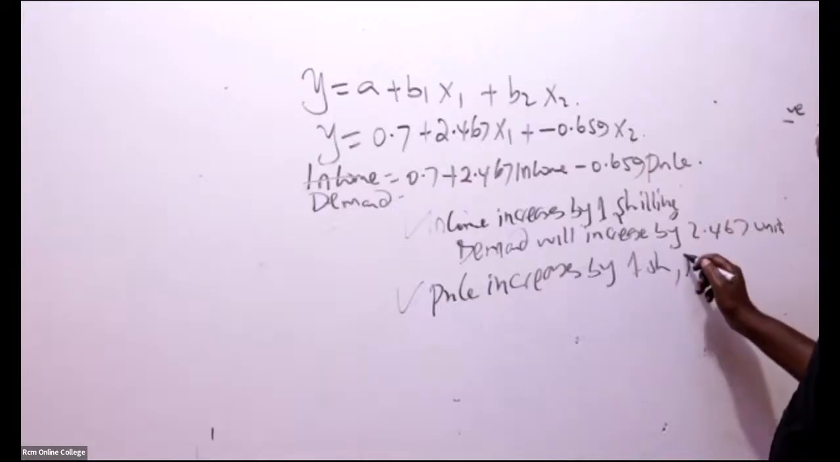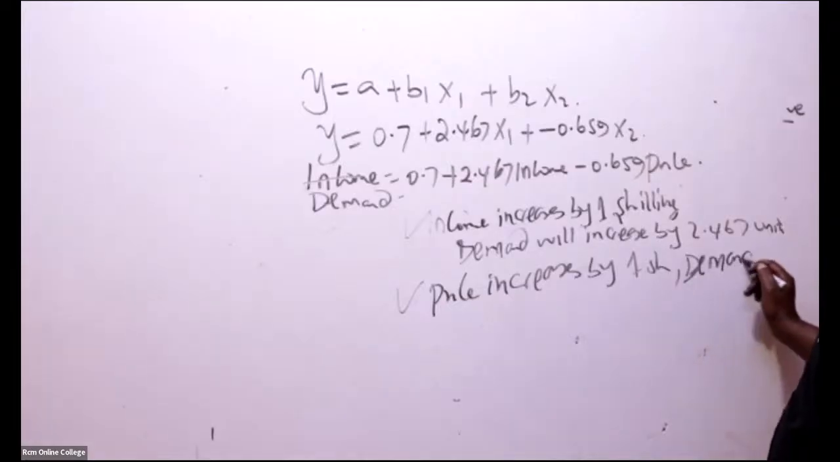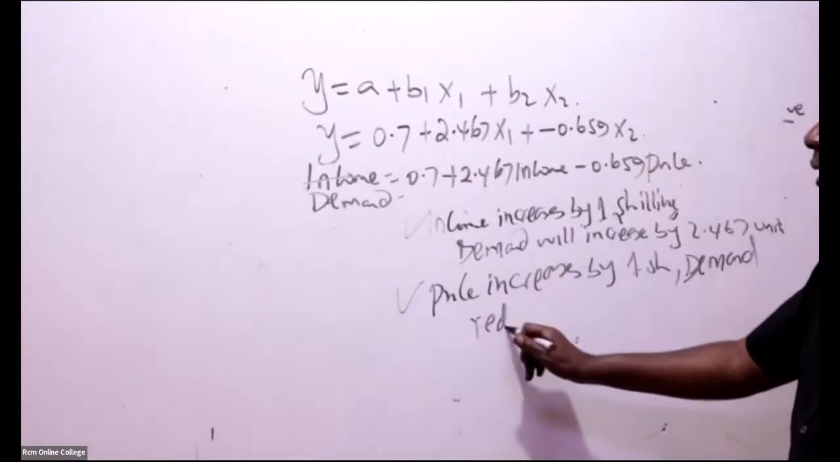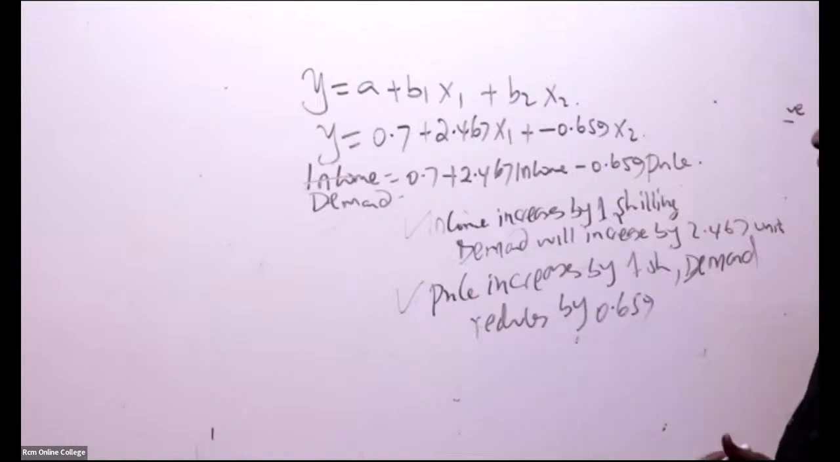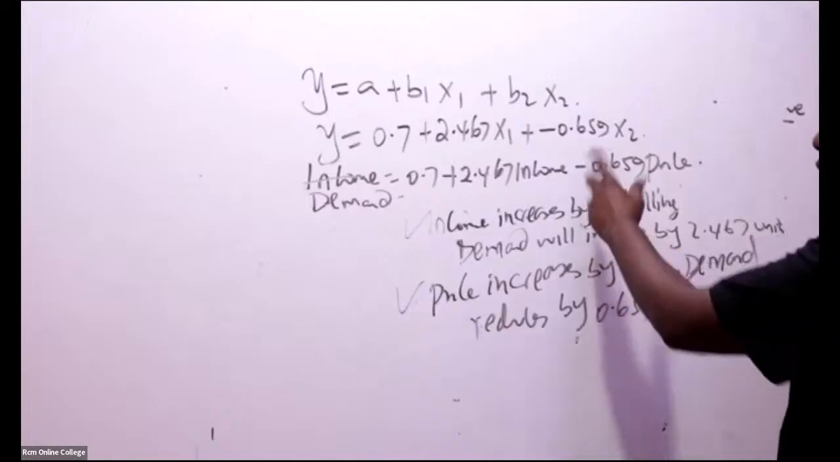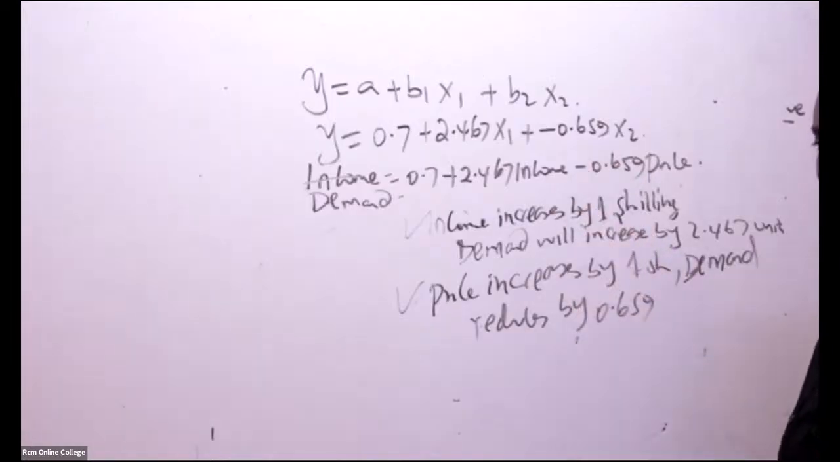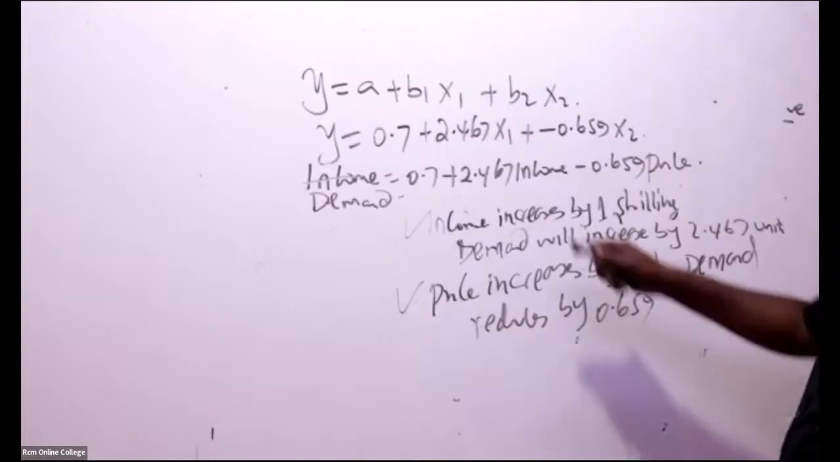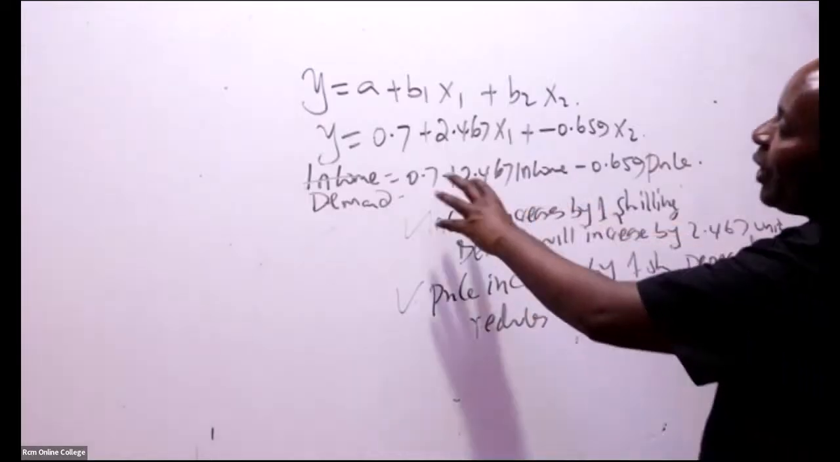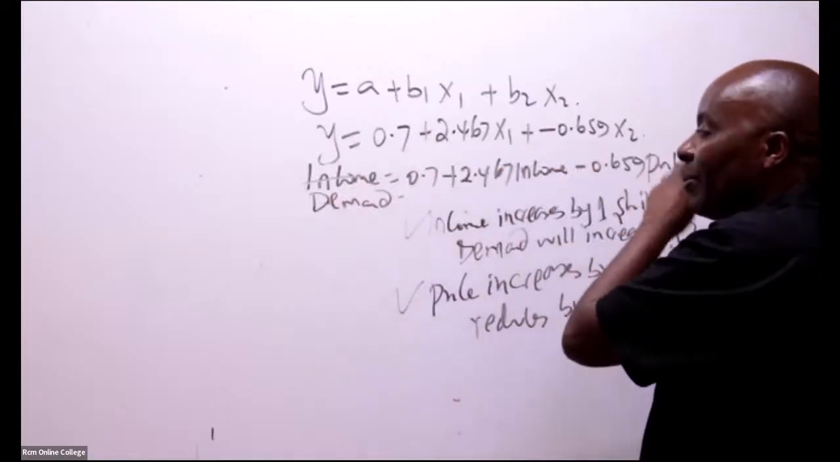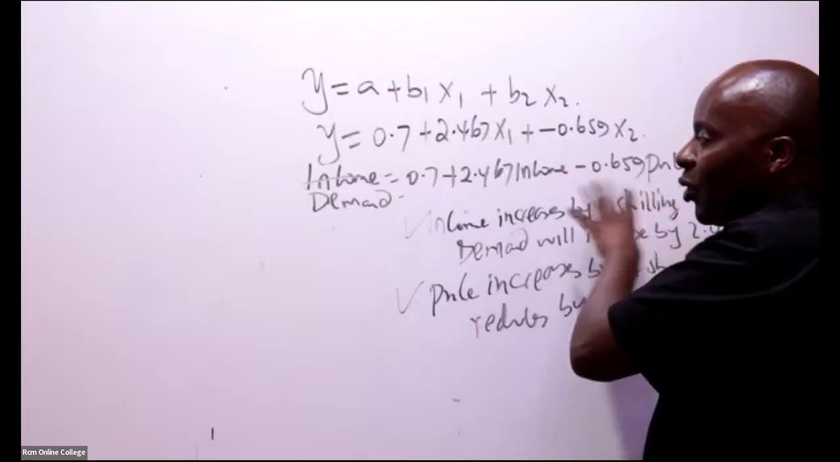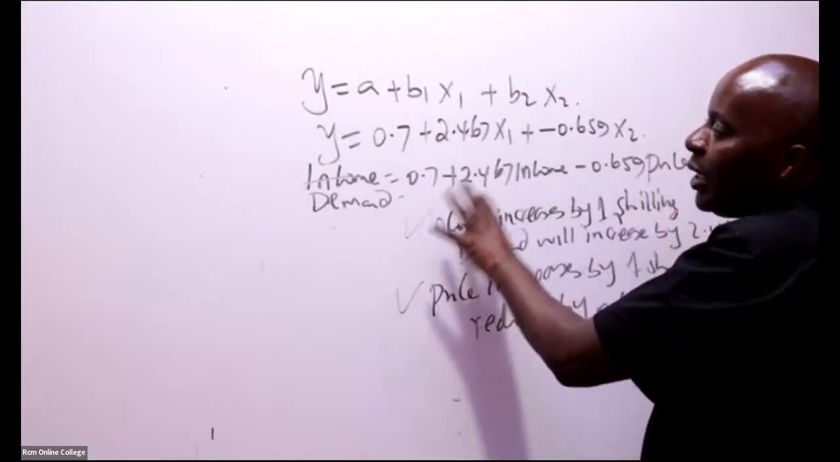Then demand reduces by 0.659 because of the negative relationship. They wanted you to interpret this like: 0.7 is the constant demand. That demand which does not depend on income and price. If income and price were to be 0, then the demand that is guaranteed is 0.7.